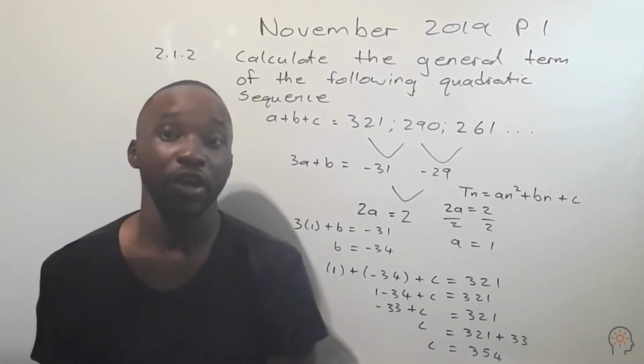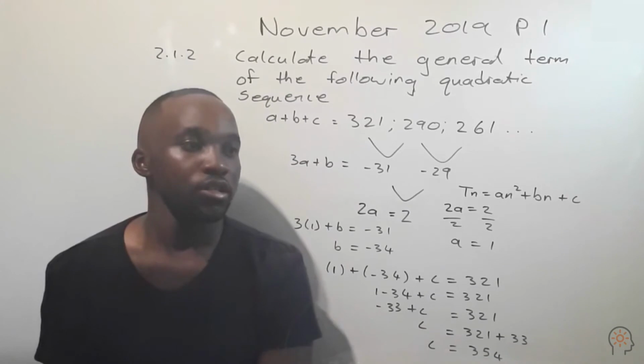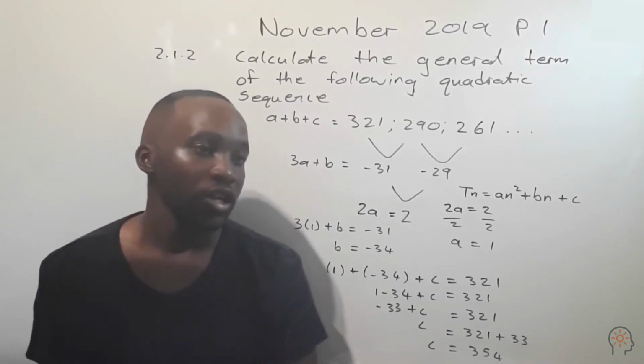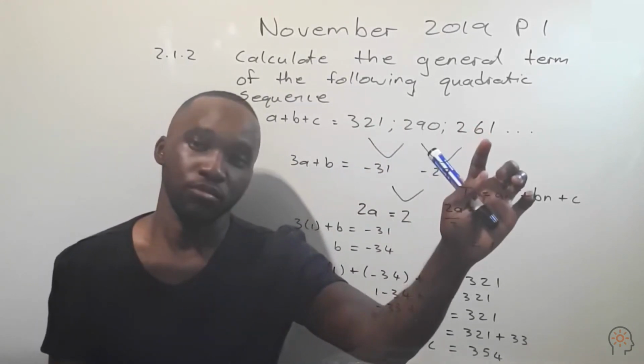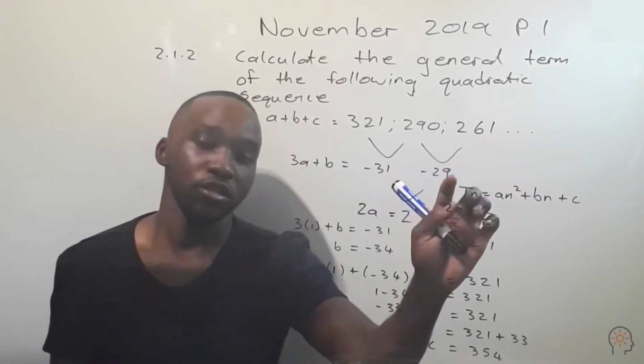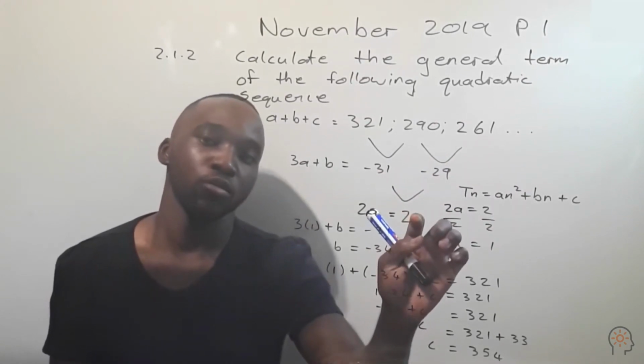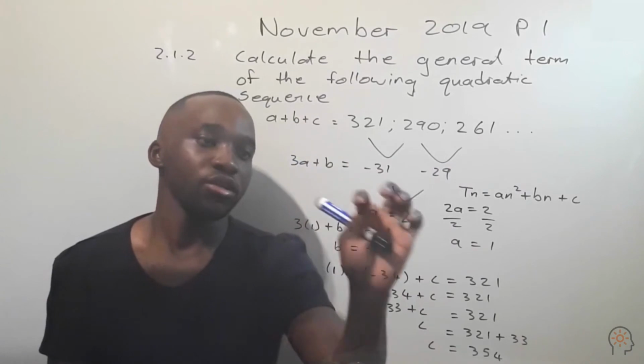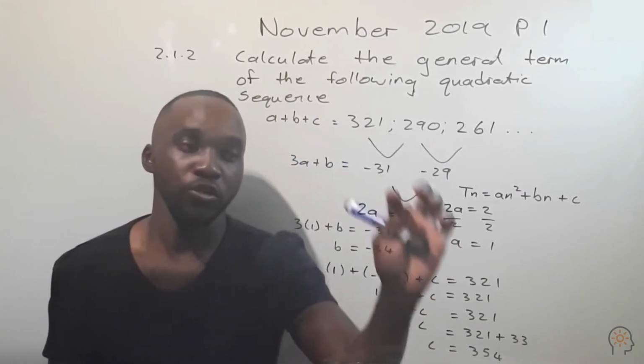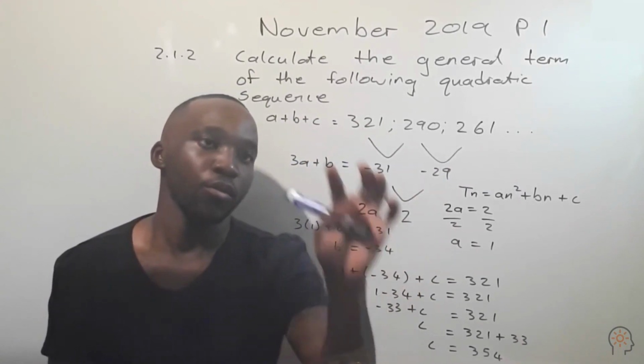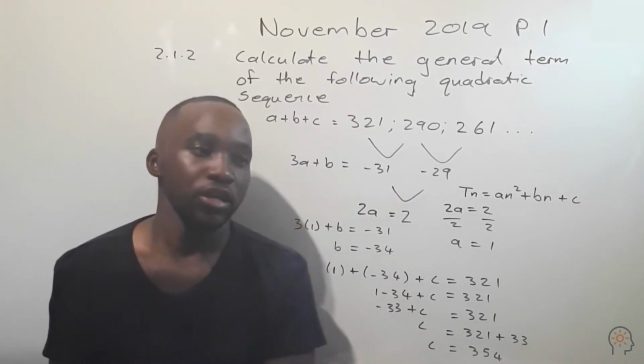Okay, so that's how we get A, B, and C. It's a simple process. All we need to have is our sequence, our first differences, and then our second common difference. Write out these three in front of these first three values, and then work out from the bottom until you have A, B, and C.